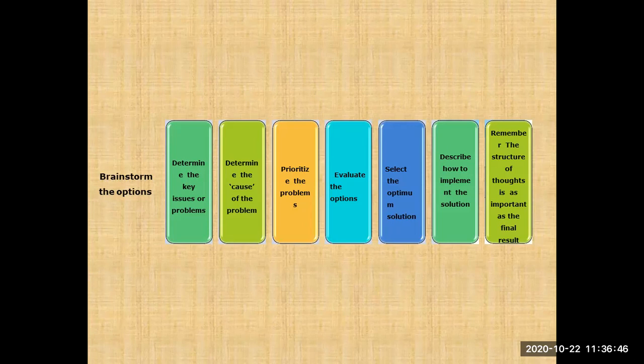Next, we should be able to evaluate the options. Up to the third point, we were dealing with the problem. Now we are starting to deal with the options, that is, which are the options to solve that problem. How many options are there? How can we approach that option? That is the meaning of evaluating the options. Then, after evaluating all such available options, there might be n number of options.